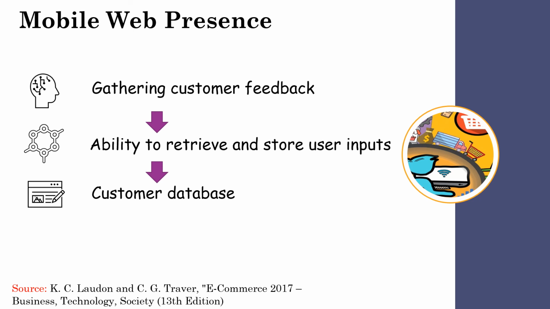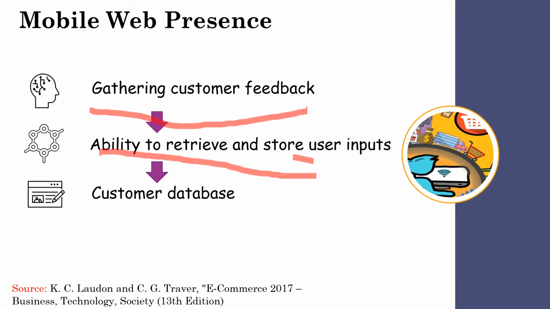For the business objective of gathering customer feedback, the system functionality would be the ability to retrieve and store user inputs, which include text, photos, and videos. And for the information requirements, we have customer sign-in and identification, which can be found in the customer database.